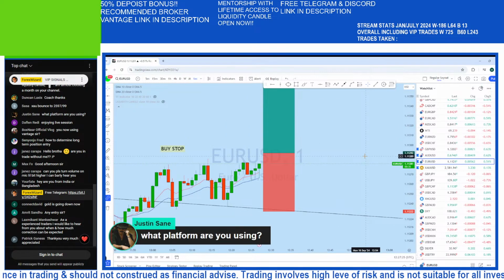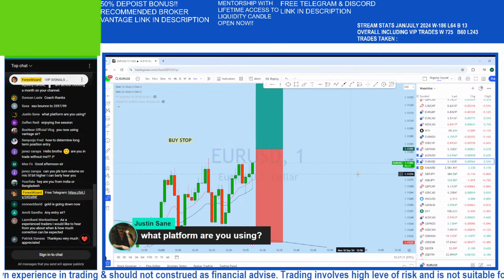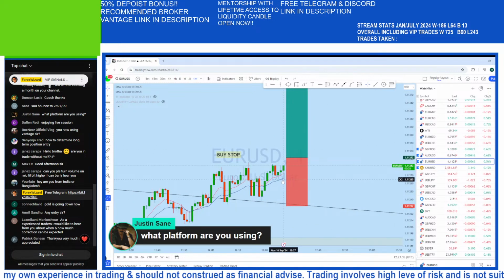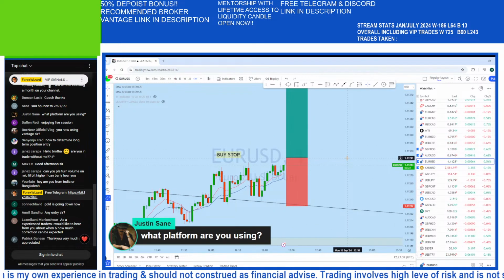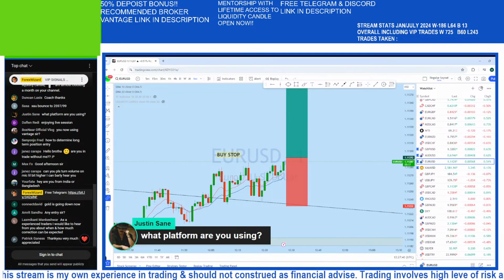Okay, we can see that from the 1 minute there is also a potential liquidity candle forming on euro dollar, so that could propel the price to the upside. We'll see how far it is going. I hope that the bias is not so low.